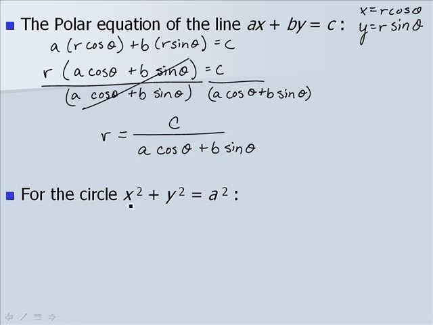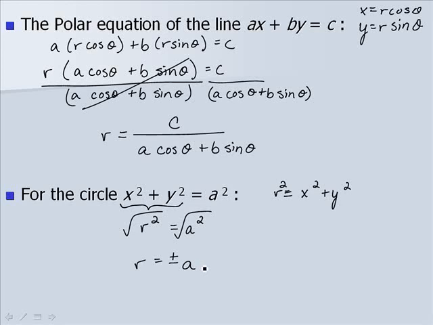Now let's look at the equation of a circle. x squared plus y squared equals a squared. Remember that r squared is equal to x squared plus y squared. So if we replace our left-hand side, we have that r squared is equal to a squared. We take the square root of both sides, so we'll get that r is equal to plus or minus a. And this is the polar equation of a circle. Notice that r can be negative in polar coordinates.